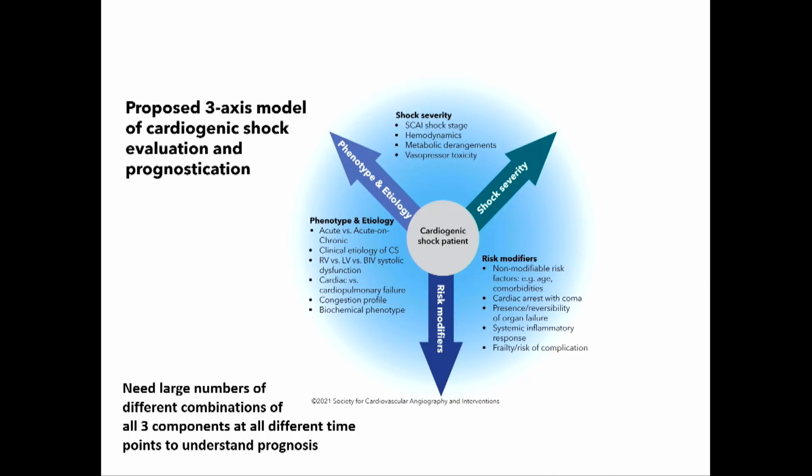So I'm going to end with this last slide, which is that the risk modifiers are there, but we need more data. We need large numbers of different combinations of all three components at all different time points. So at 24 hours, if you have this kind of severity, this age population, and this kind of phenotype, what does that person do at time 1, 24 hours, 72 hours? What is the prognostication there? And this is becoming very complicated because you can have all these different permutations that will have different prognosis, but that's where we have to go.